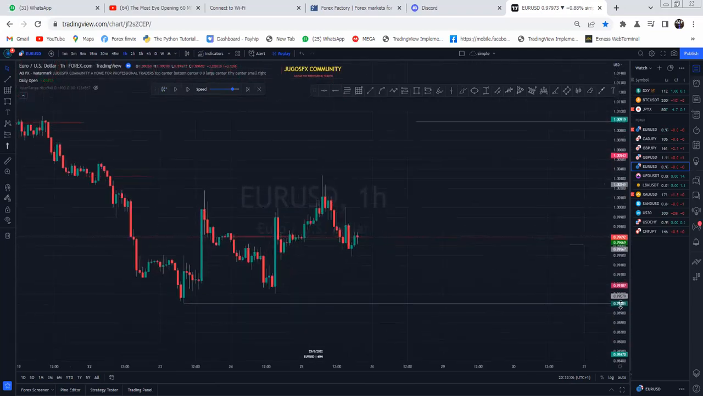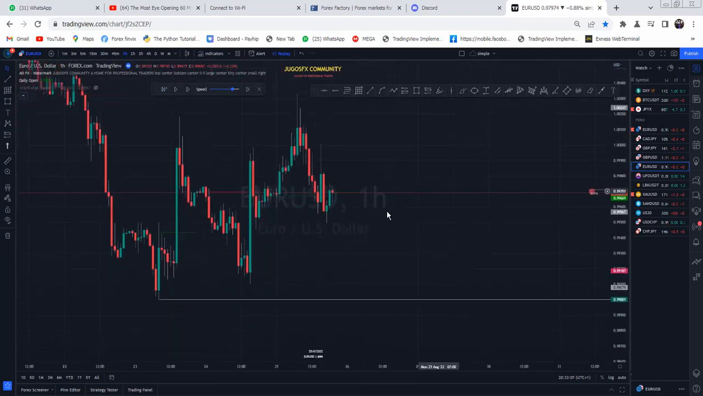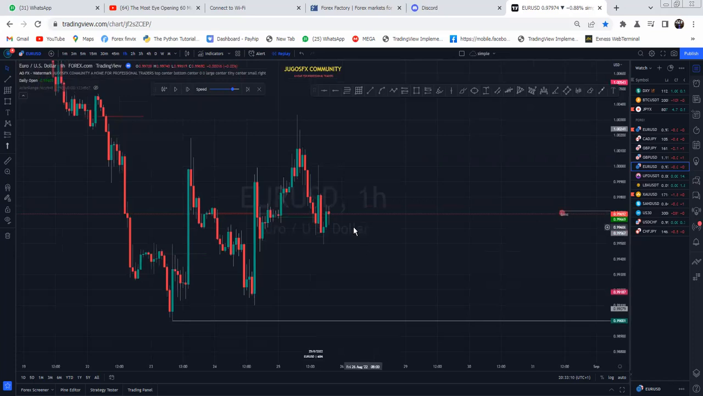Okay. Let's look at this one. Remember I said from internal range liquidity to external range liquidity. Now you see this kind of candle here, this bullish candle. Remember I said when you see strong moves like this, they show you that the institutions are the ones sponsoring that move.